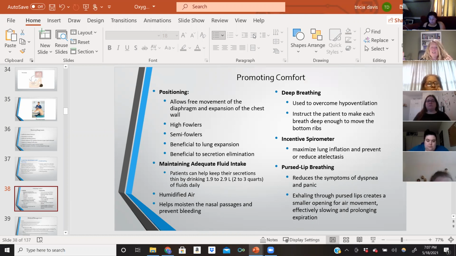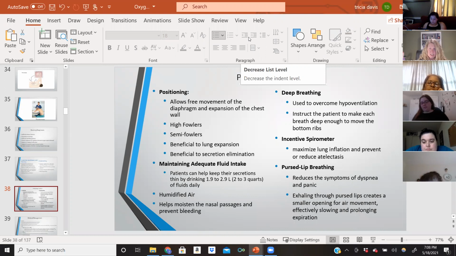We can encourage deep breathing. So we use this to help slow the patient down, prevent them from overbreathing, and to help overcome hypoventilation. They're taking deep breaths in through their nose and out through their mouths. So you instruct that patient to make each breath deep enough to be able to move the bottom ribs. That's what they should feel when they're taking a deep breath in.